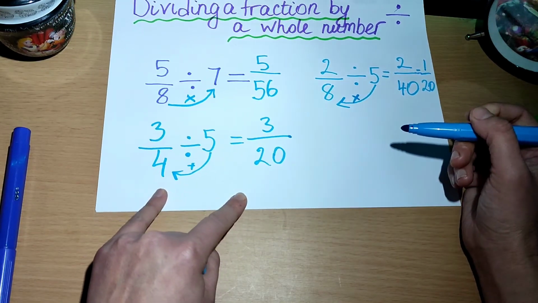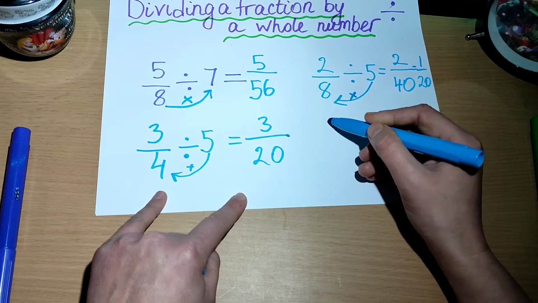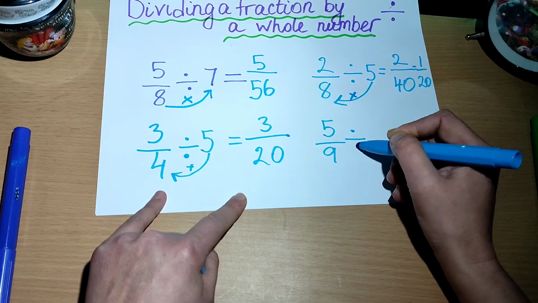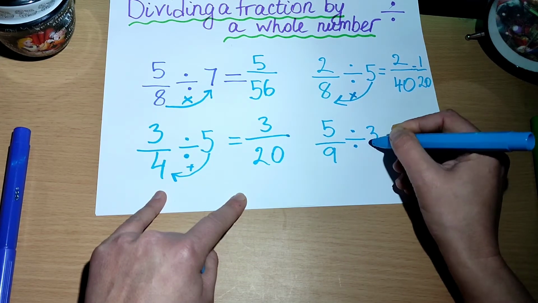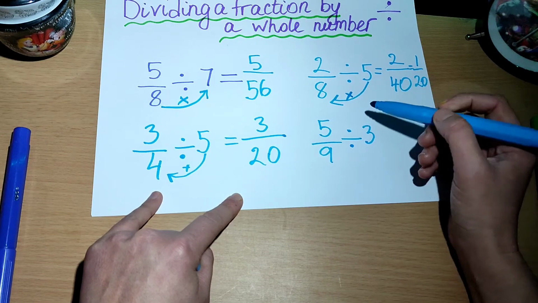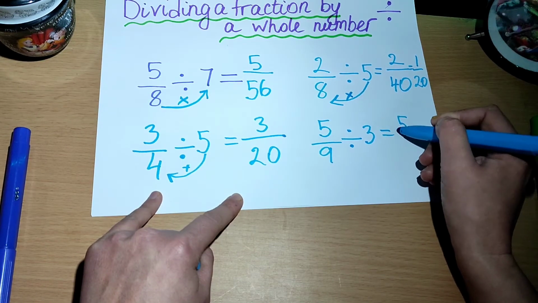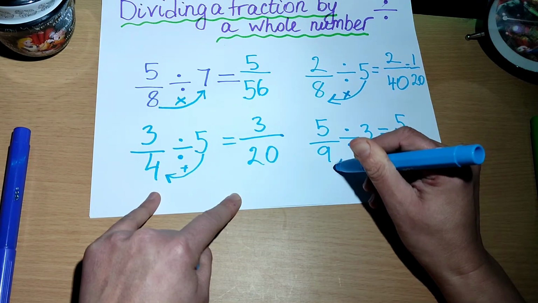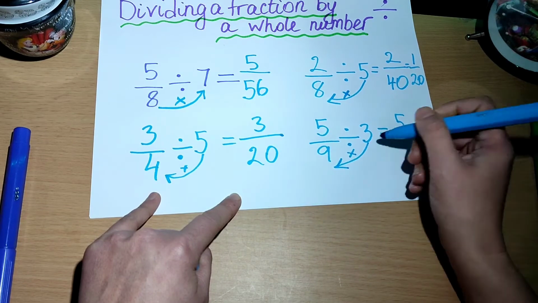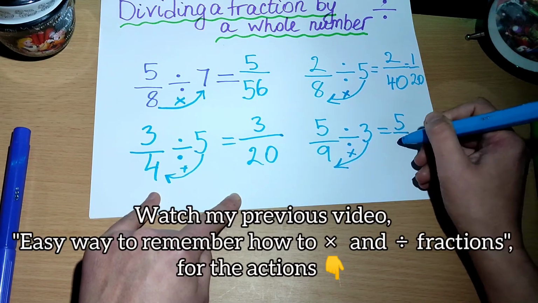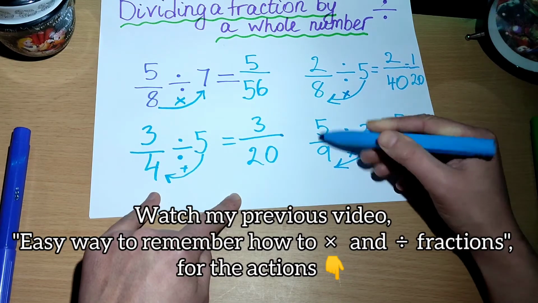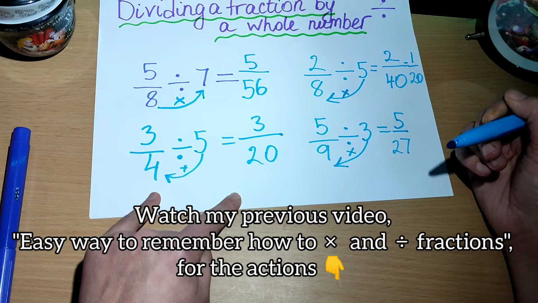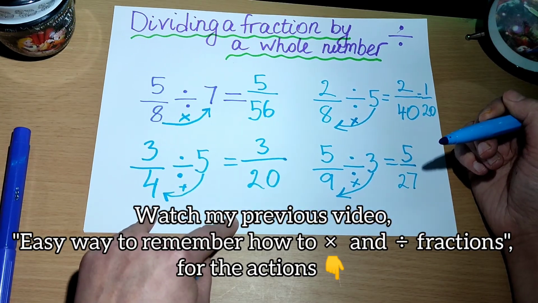Let's have one more example. Easy peasy lemon squeezy. Let's have 5/9 divided by 3. So we're leaving our numerator the same, and then we are multiplying the whole number by the denominator, which is 27. Fraction divided by a whole number is times the bottom. Remember the actions that I showed you?